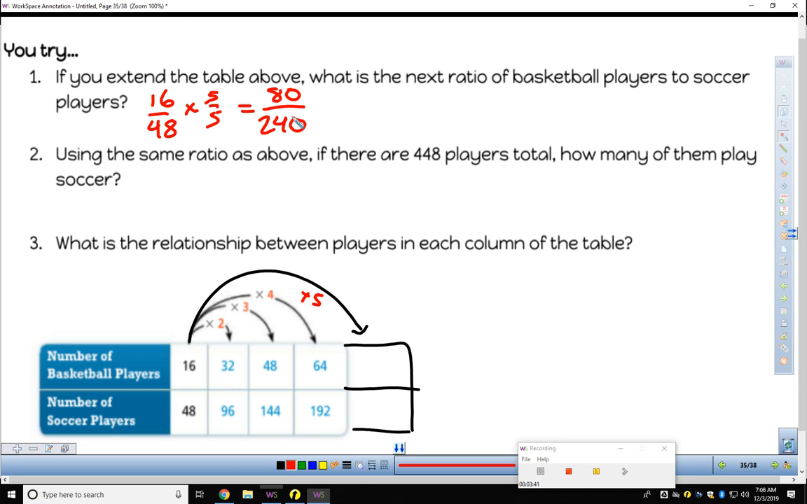Similarly, you could have also noticed that there is an addition relationship going horizontally between those terms. Pause the screen and try 2 and 3.